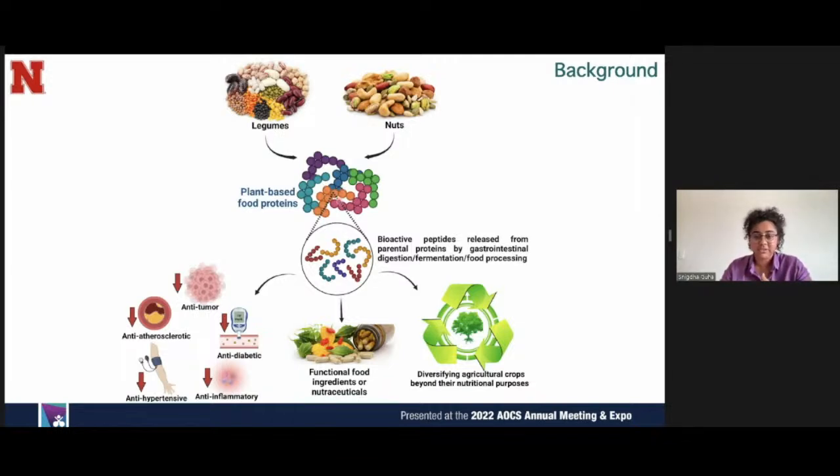But once they're released from these proteins by gastrointestinal digestion or fermentation or food processing techniques, they are able to show various biological activities such as anti-inflammatory, anti-hypertensive, anti-diabetic. And even though less potent in their action, they can be potentially used as a preventative alternative for pharmacological interventions by use as functional food ingredients or nutraceuticals. And also they provide a great opportunity to diversify the use of agricultural crops beyond their nutritional purposes.